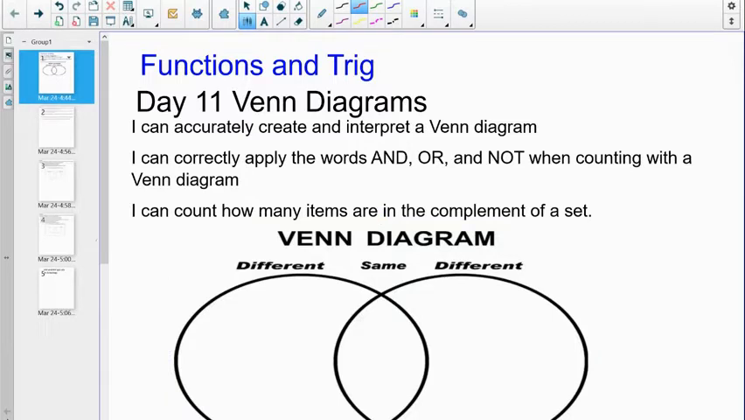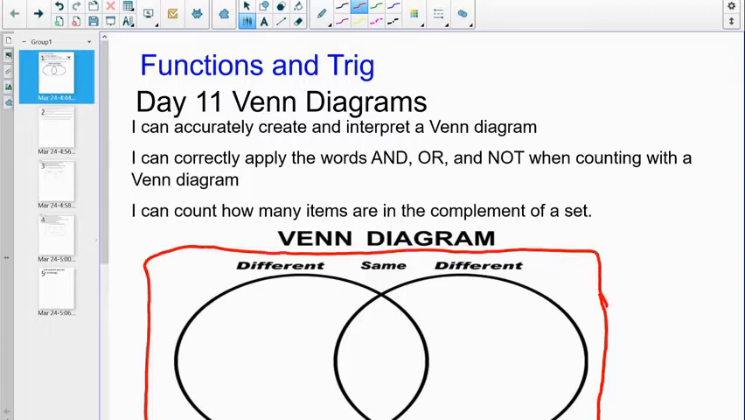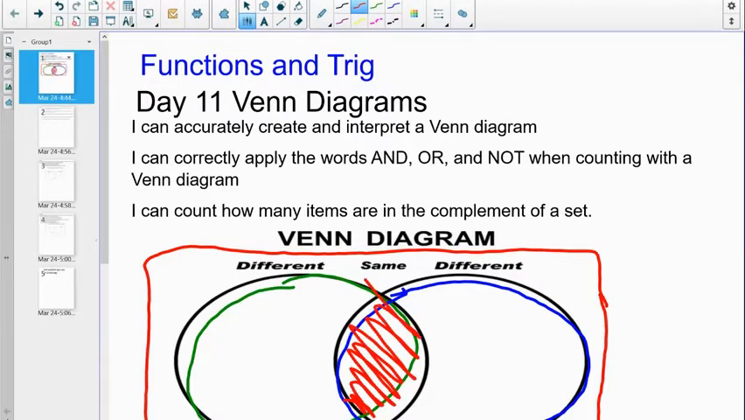Oh, a box. If my marker will cooperate with me today. There we go. I can see it with a box drawn around it in these examples. And these two circles here, the green is one thing you're comparing, and the blue is another thing you're comparing. And this space on the inside, where it overlaps, that is where they are the same, where it's both things. That's used for comparing two different things.